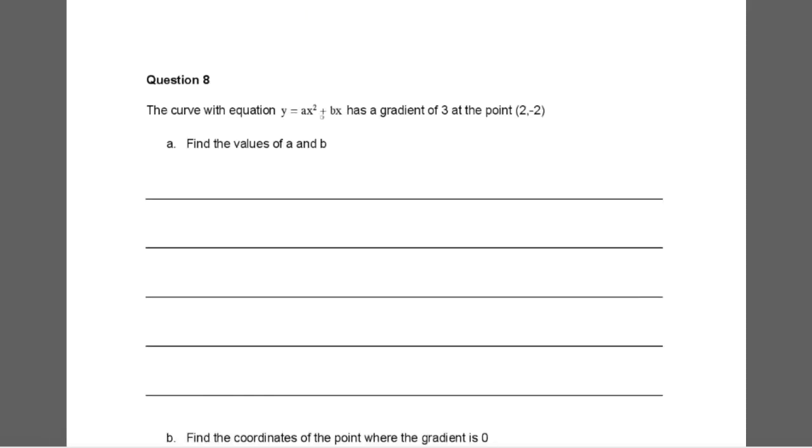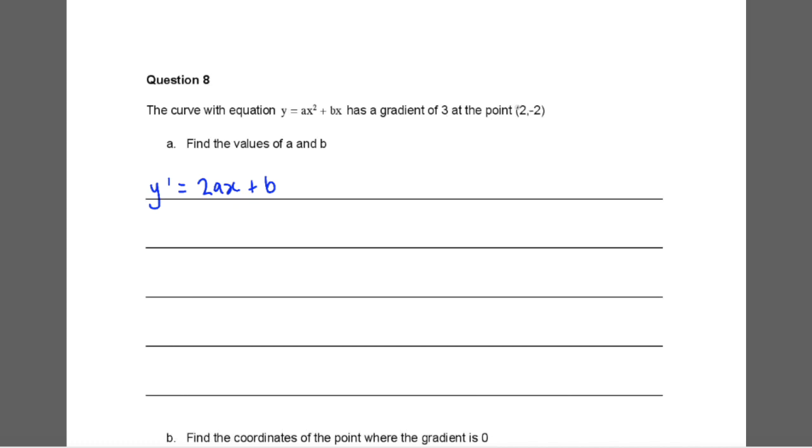A curve with the equation y equals ax squared plus bx has a gradient of 3 at the point (2, negative 2). Find the values of a and b. So first thing we're going to need to do, since we're talking about gradients, we're going to need to find the derivative. So f dash x, or y dash in this case, if you prefer, is equal to 2ax plus b.